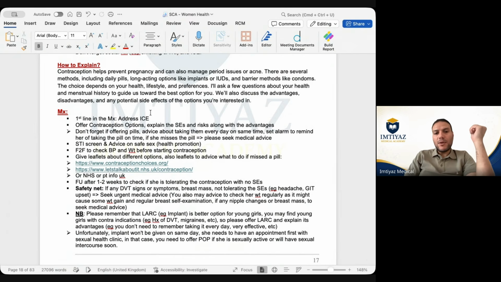And safety net about migraine with aura, safety net against the breast mass, breast lump, DVT, and so on. Don't forget, again, super important. And if you forget this, you may not get clear path in the management. Don't forget to advise contraception will not protect you against STI. That means you need to be careful, practice safe sex, use condoms to avoid having STI.